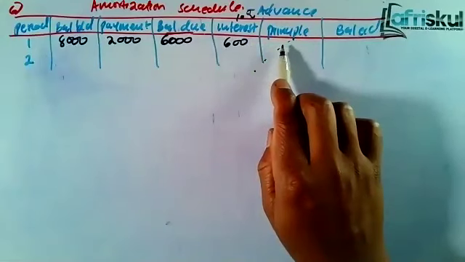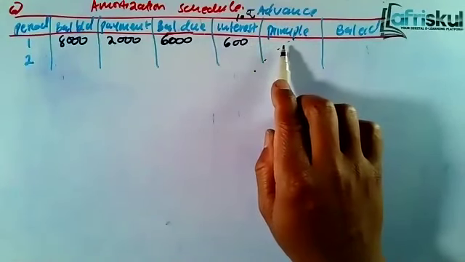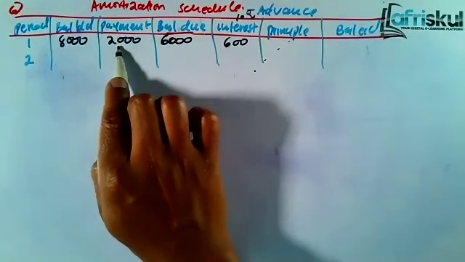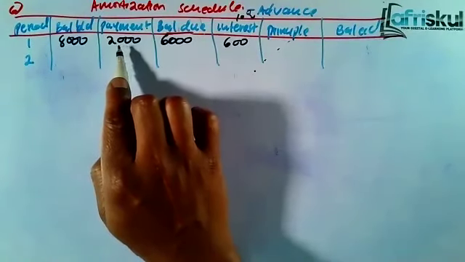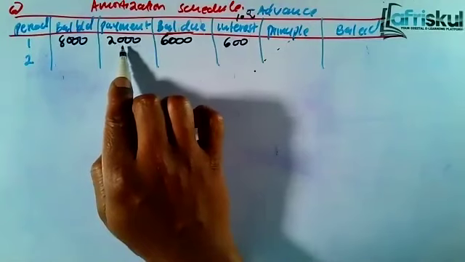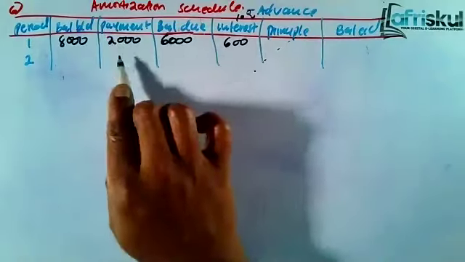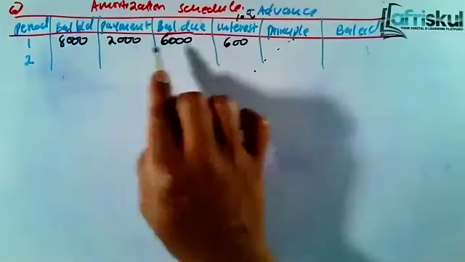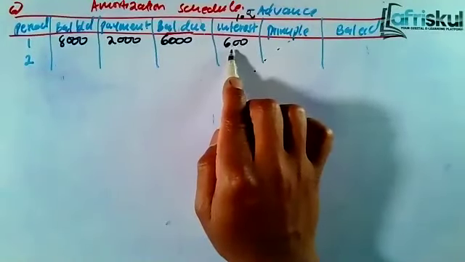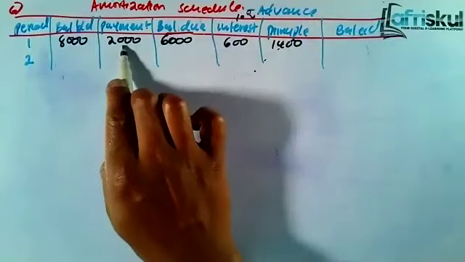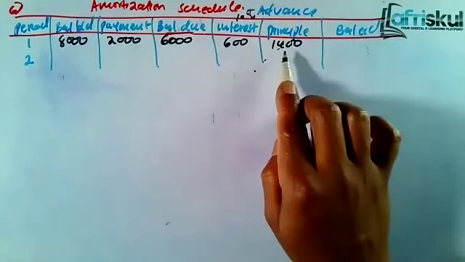Now to the principal. How do you get the principal? This is how you get the principal. Remember, you had paid 2,000. This payment includes the principal and the interest. That's what it includes in the payment. So in this payment of 2,000, the interest of 600 is inside. That means the principal is 1,400. That's 2,000 less interest. That means the principal was 1,400.